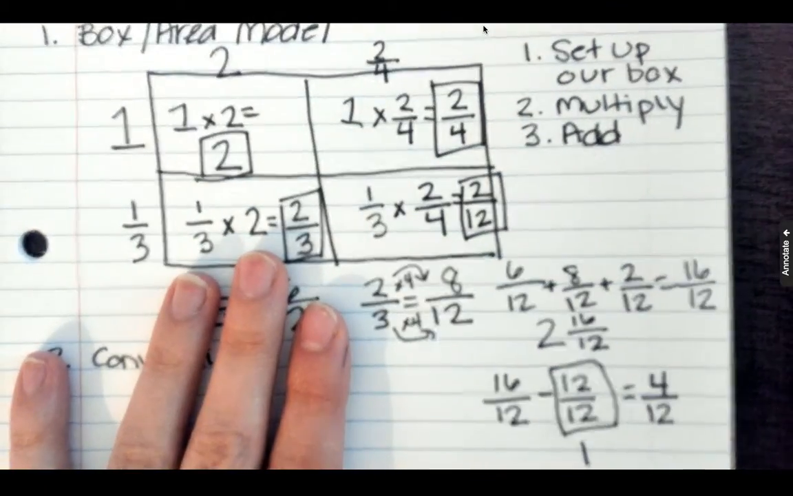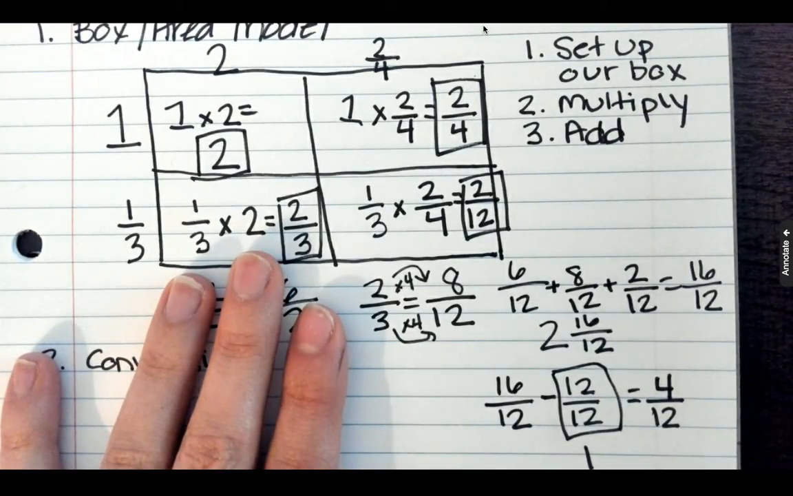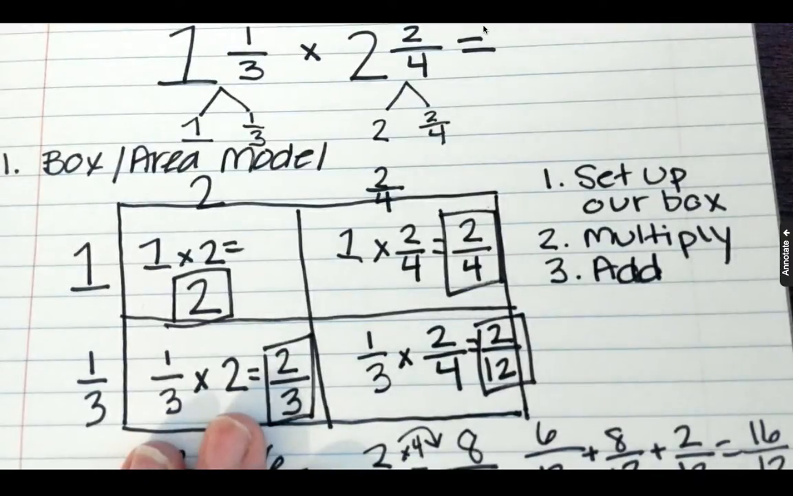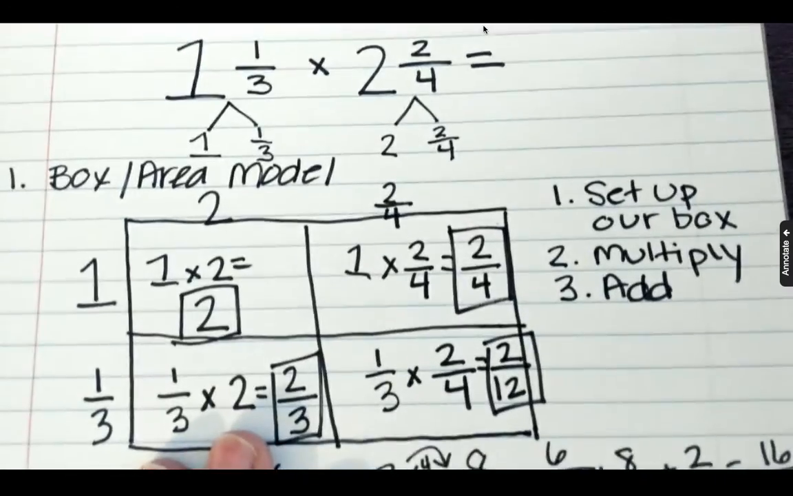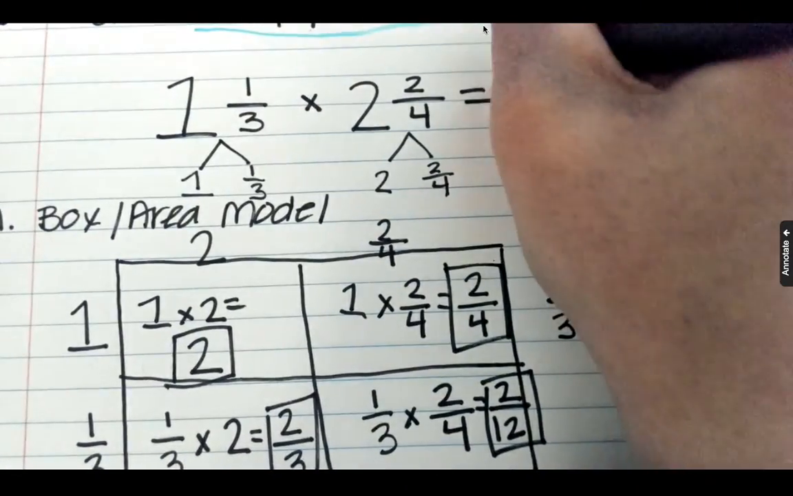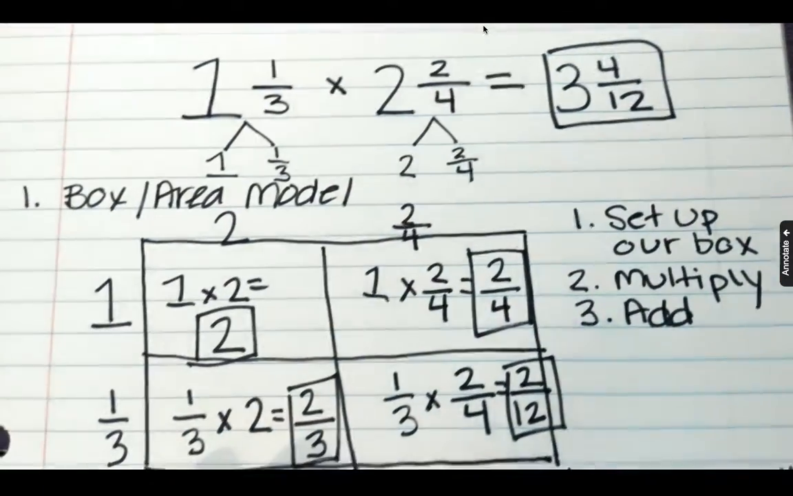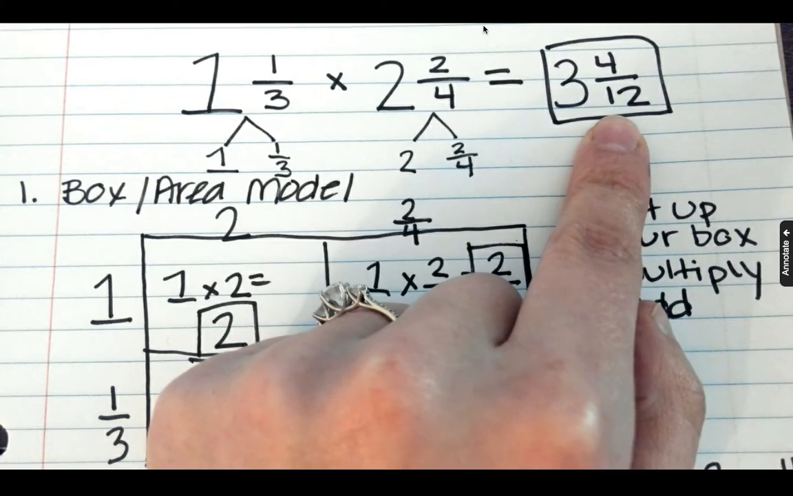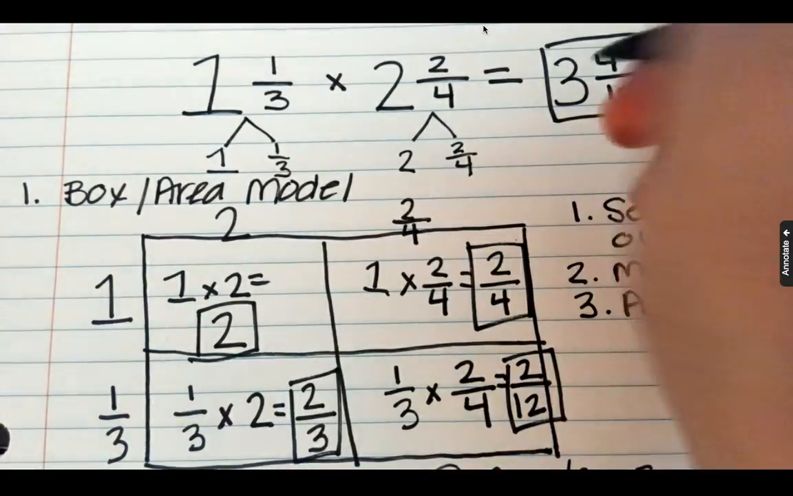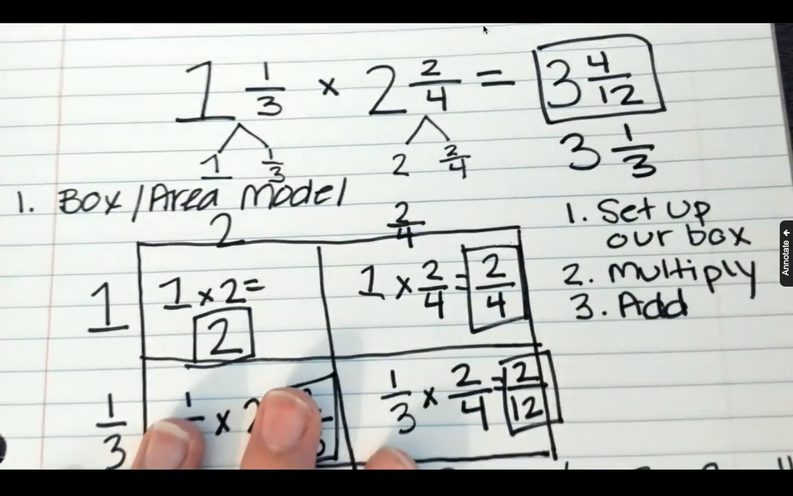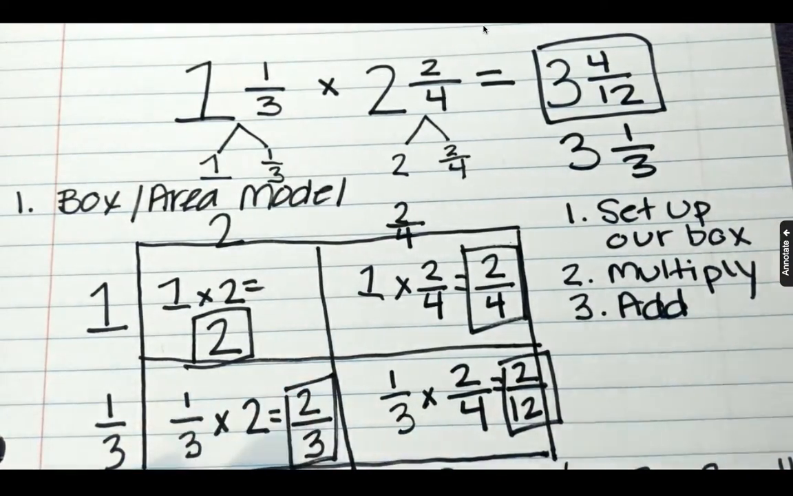So when I multiply together 1 1/3 times 2 2/4, my answer is 3 4/12. You can simplify 4/12 and get 3 1/3. That's also an okay answer. I'm okay with either one of those answers.